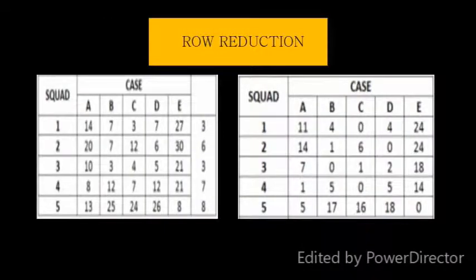So to solve this problem, the first step is to apply row reduction. In row reduction, we will choose the smallest value in each row and subtract it from all the values in that row. So for example, for row 1, we can see that the smallest value is 3. Therefore, we will subtract 3 from all the values in row 1. We will repeat this step until we are done with all the rows. So the right table, as we can see, is the resulting table.